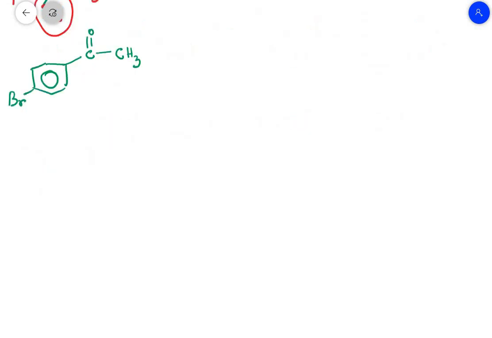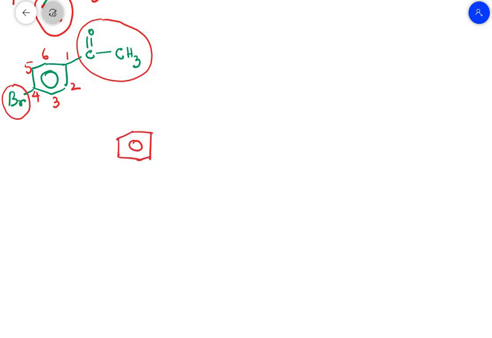In this next example, students, here we are having C double bond O CH3, and here we are having Br, that is bromine. So numbering has to be done in such a way that this will be having higher priority. So 1, this is 2, this is 3, this is 4, 5 and 6. But suppose if I write it as only the benzene ring followed by C double bond O CH3, it is called as what? Acetophenone, right? So if at the 4th position we are having Br, then it is called 4-bromoacetophenone.